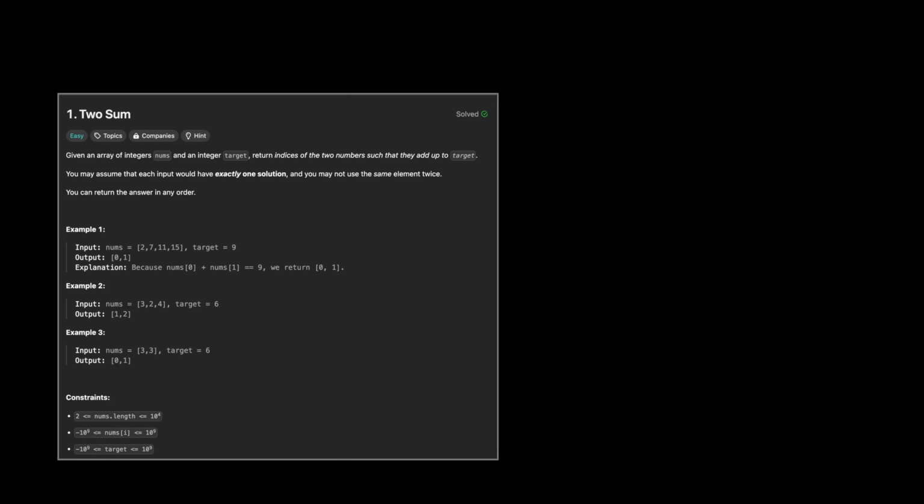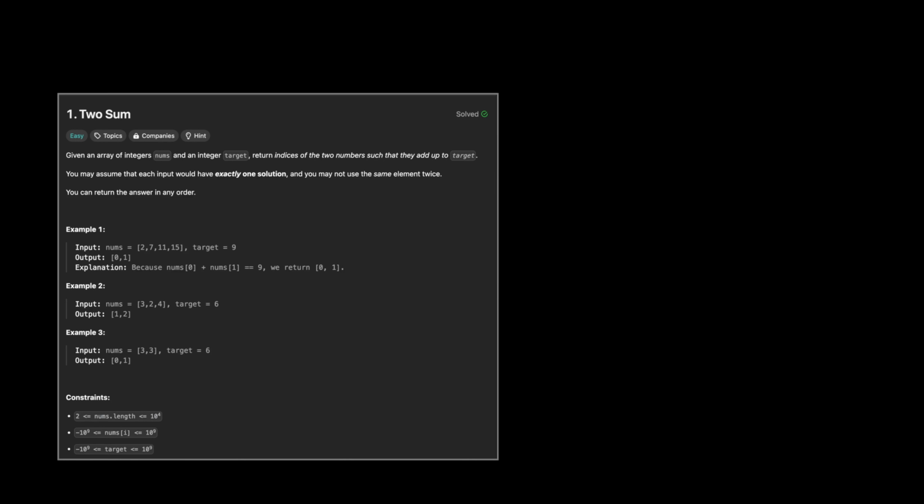So today we'll be discussing the Two Sum problem from LeetCode. What we have in this problem is, given an array of integers, nums, and an integer target. We want to return the indices of two numbers such that they add up to the target. So we want to find two numbers whose sum is equal to the target.